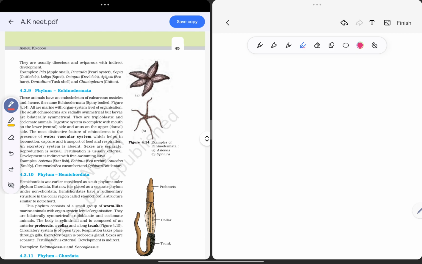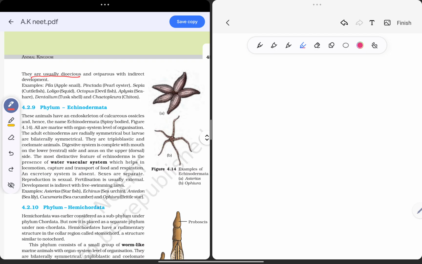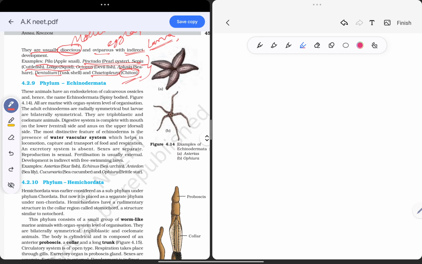Next, only two parts left. They're dioecious. Who is dioecious? Mollusca is dioecious. Sexes are separate. Oviparous means egg laying, and indirect development means it has a larval stage. Examples are these: Pila, Pinctada, Sepia, Loligo, Octopus, Aplysia, Dentalium, Chiton. The brackets are common names. You should learn that also.